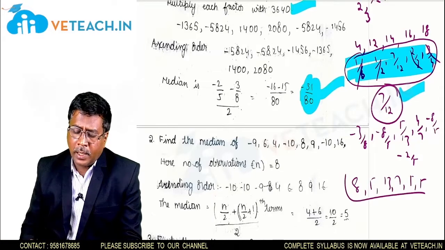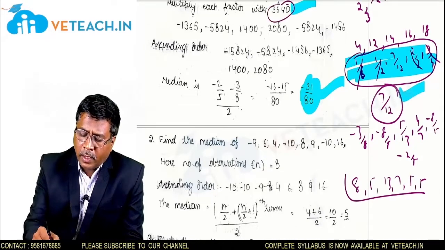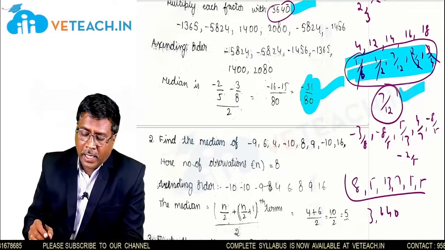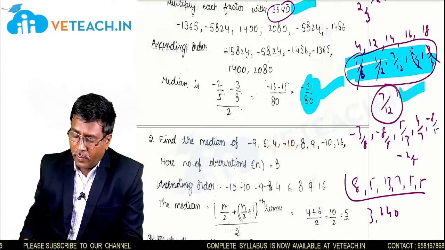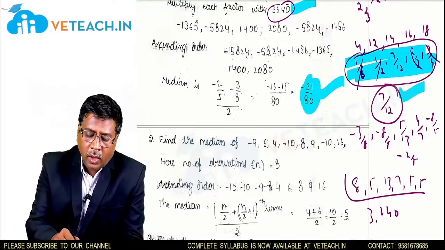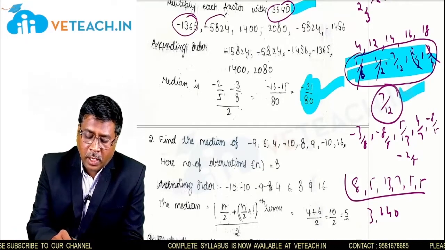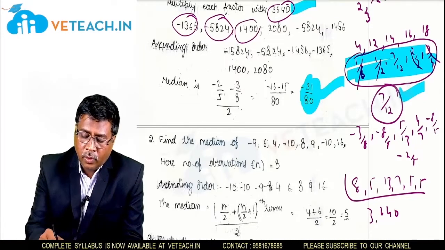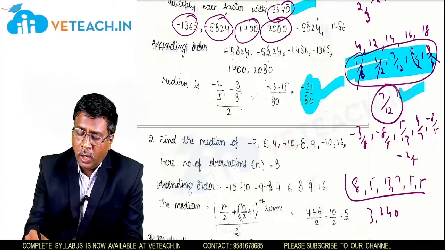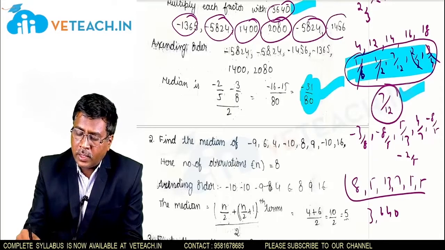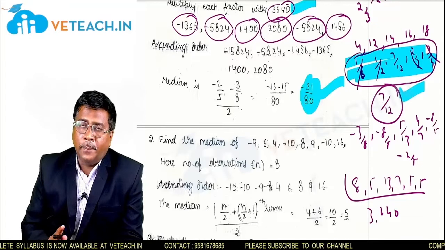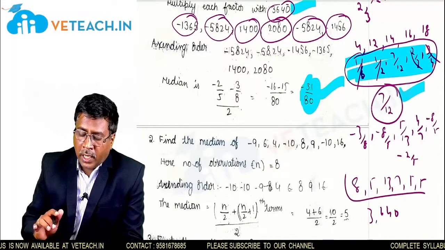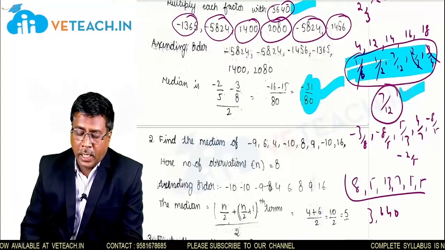So you can take the LCM here, and the value obtained is 3640. Now I have to multiply each and every term of the given observations with 3640. Then we get the values: minus 1365, minus 5824, 1400, 2080, minus 5824 and minus 1456. Depending upon the sign in front of each number, you can arrange them in ascending order.